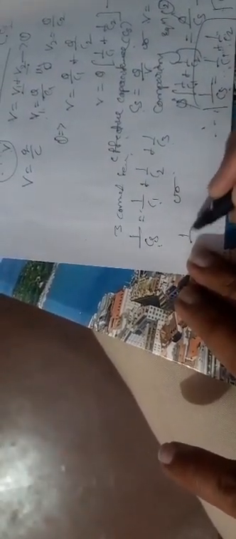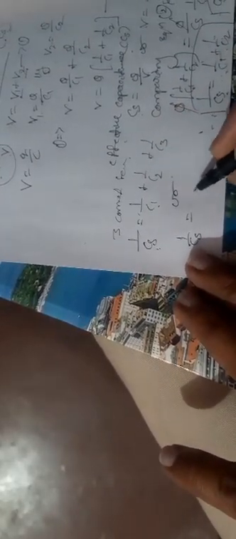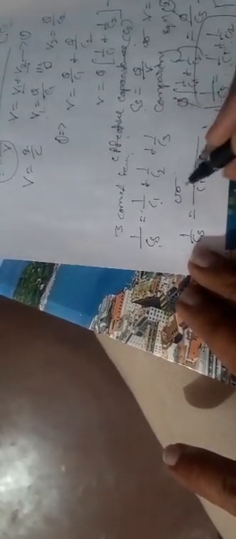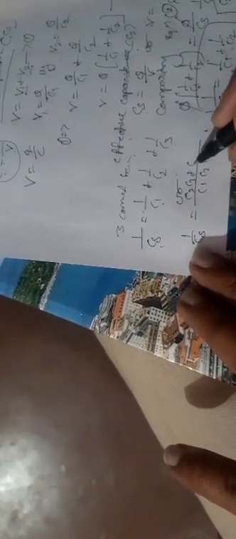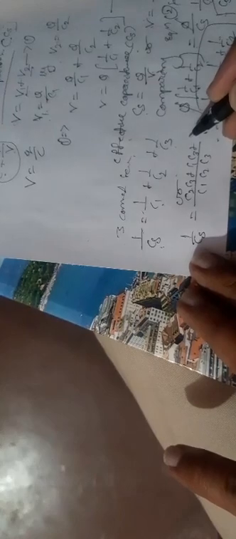Or, simplifying this equation, taking the LCM C1 C2 C3, we get 1 by CS equal to C2 C3 plus C1 C3 plus C1 C2 over C1 C2 C3. Or CS is equal to C1 C2 C3 divided by C2 C3 plus C1 C3 plus C1 C2. This equation is used if three capacitors are connected in series combination. Next, this is the concept of series combination.